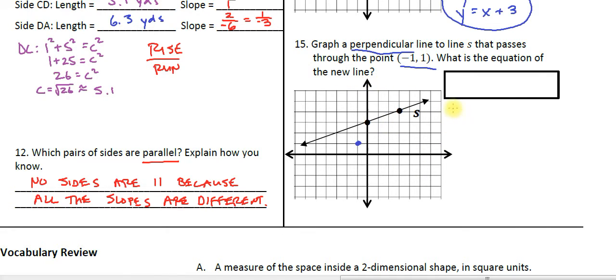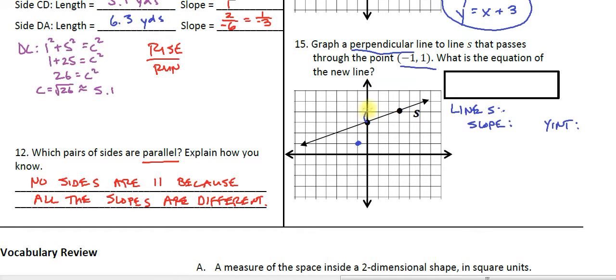Well, let's figure out what our old line values are. Instead of putting old line, let's put on here line S. Let's figure out the slope of line S and the y-intercept of line S. Okay, so slope and y-intercept. Well, the slope is, take a point on that line. I'm going to take the lowest point because that's easiest for me.